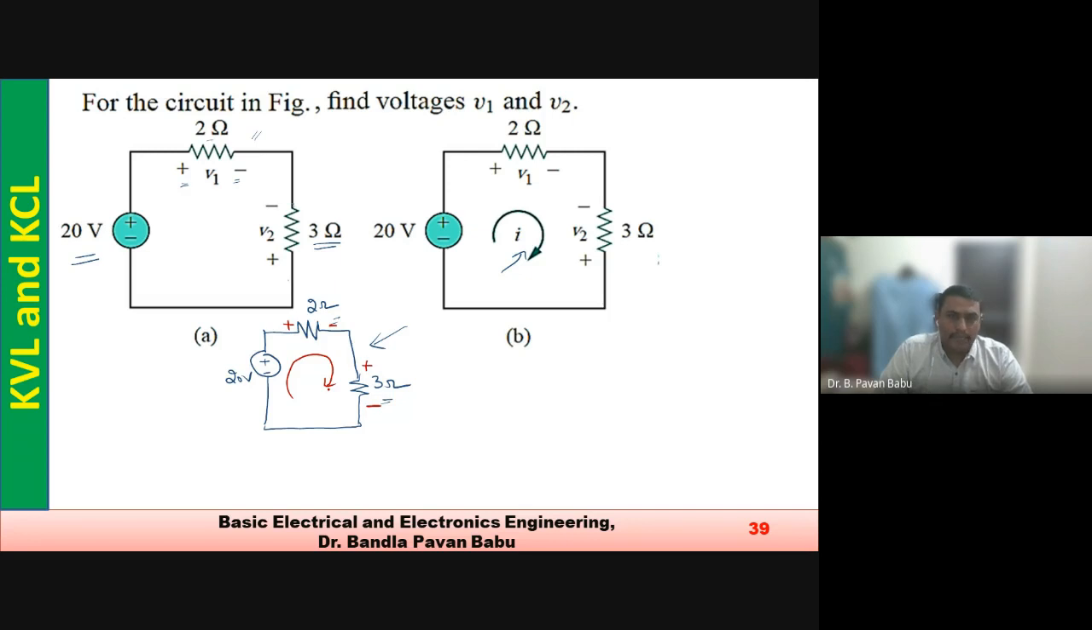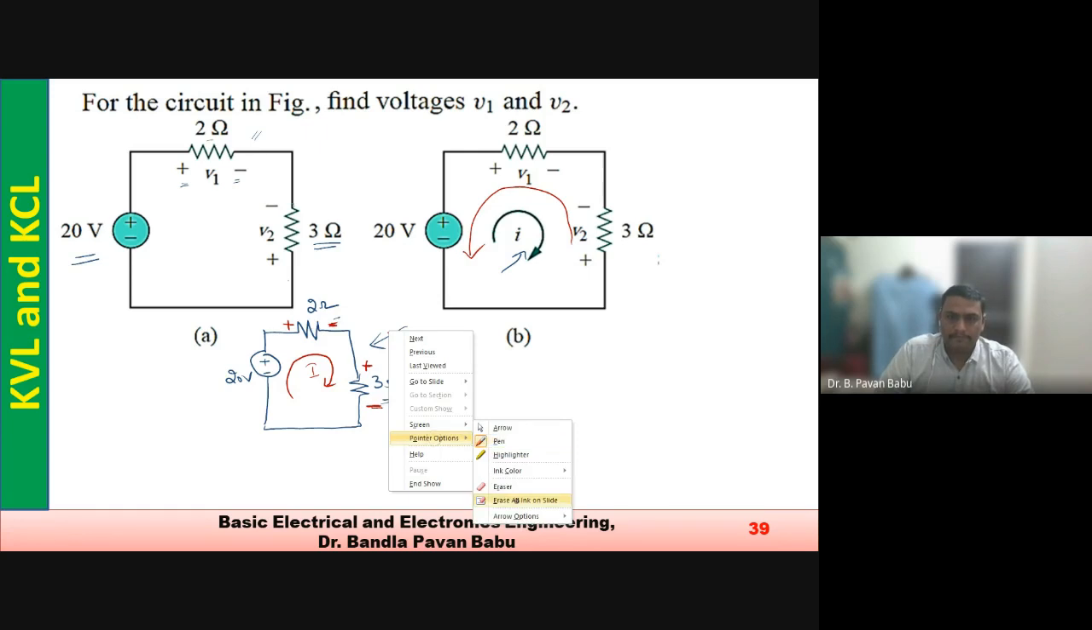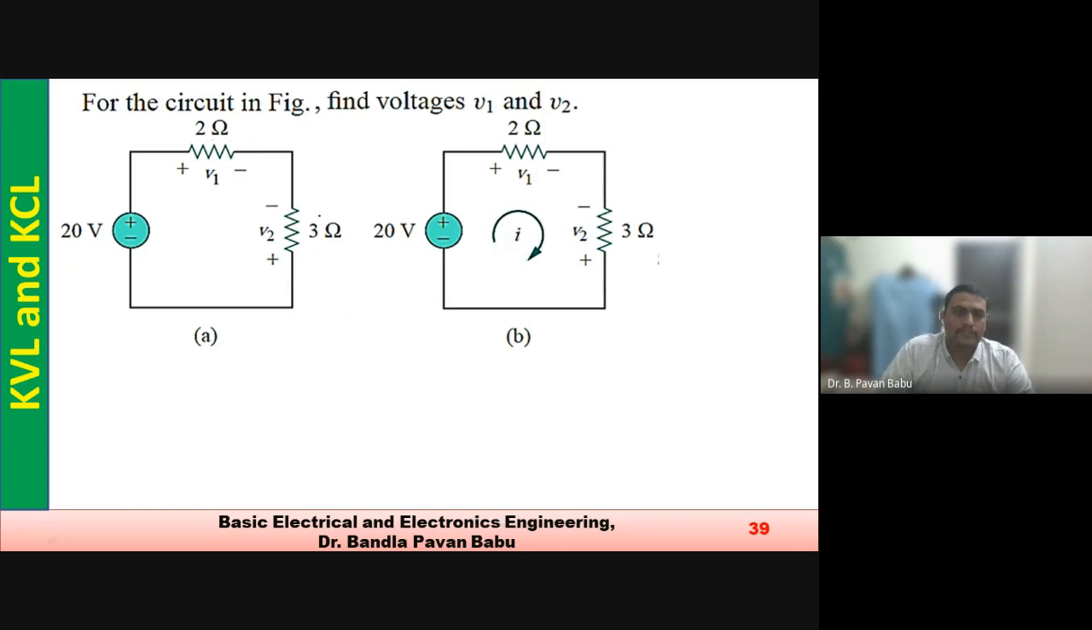Again, I'm letting you know that it is not mandatory to consider the direction of current in this way. You can consider the current in this direction also, or in this direction also. But the easiest way is to start by mentioning the polarities in this way, and the direction of current is this. Let it be current I. This is a very simple circuit, so let us go with this circuit.